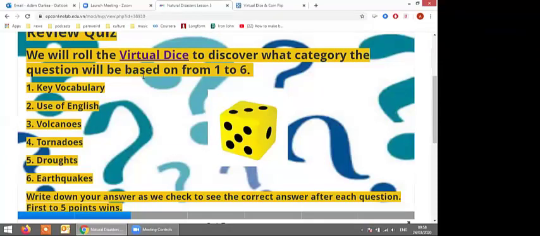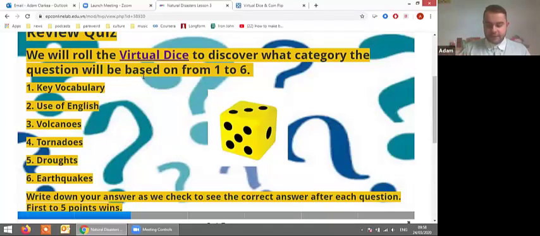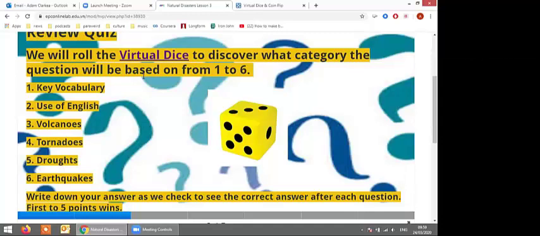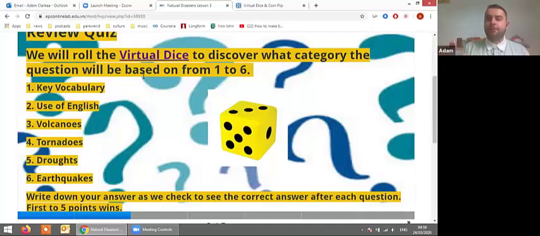Here it is. Can you name the plates that move that cause an earthquake to happen? So write it down. I'll repeat the question. Can you name the plates that move on the earth to cause an earthquake to happen? So I'll give you a bit of time to write down your answer.